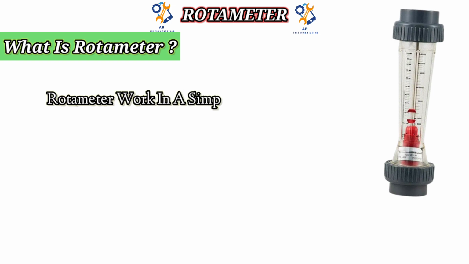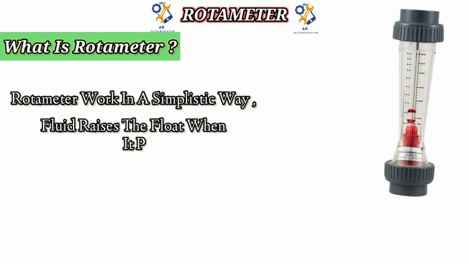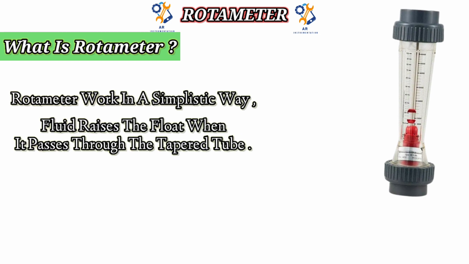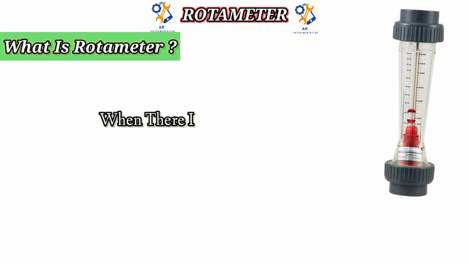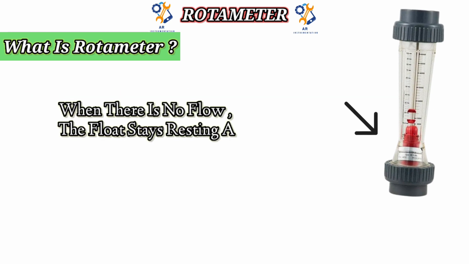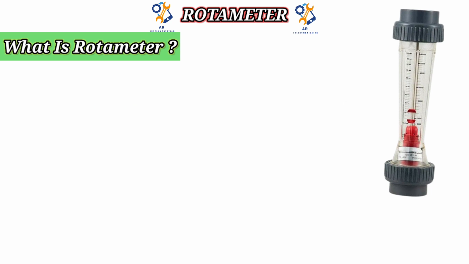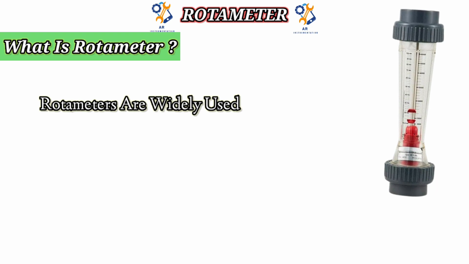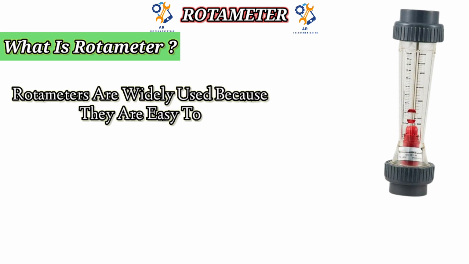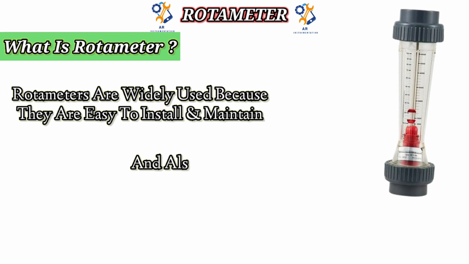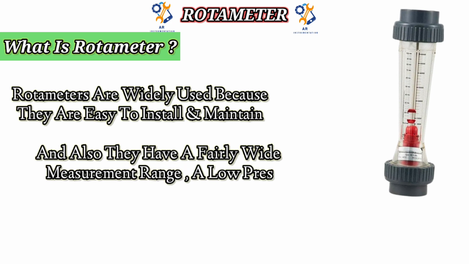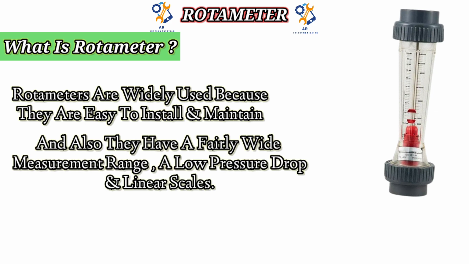A rotameter works in a simplistic way. Fluid raises the float when it passes through the tapered tube. When there is no flow, the float stays in resting condition at the bottom. Rotameters are widely used because they are easy to install and maintain, and they have a fairly wide measurement range, a low pressure drop and linear scales.